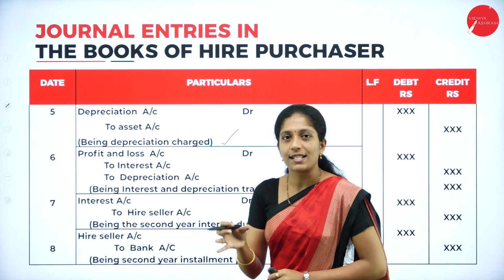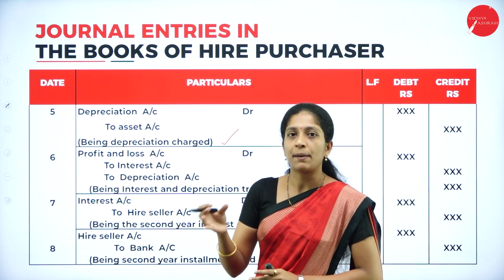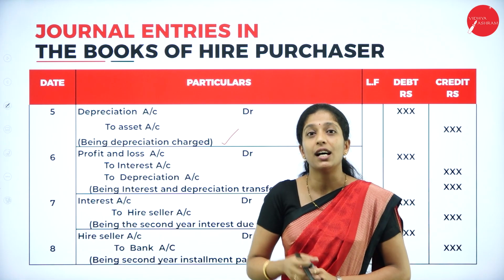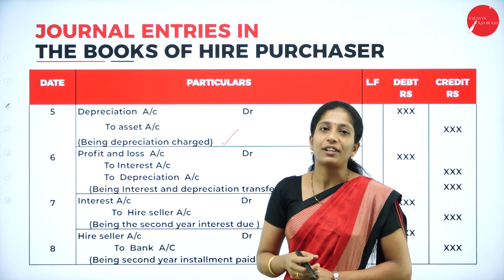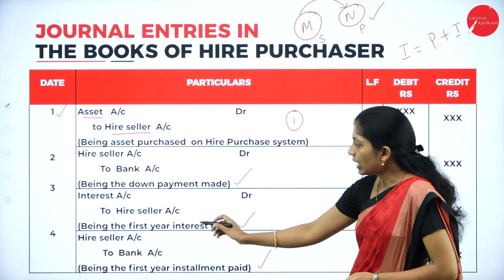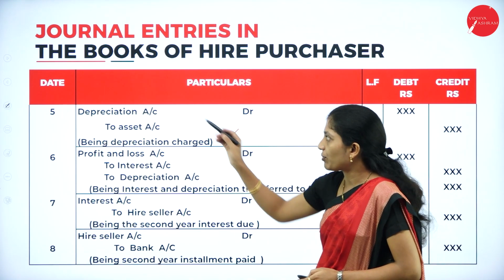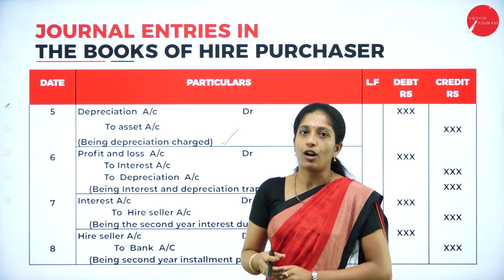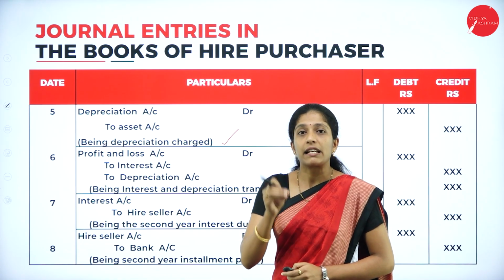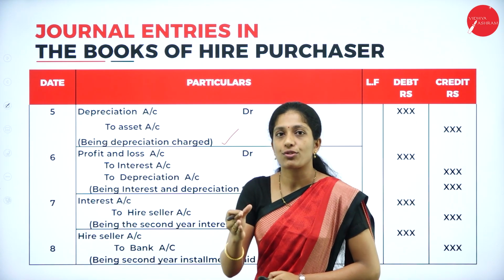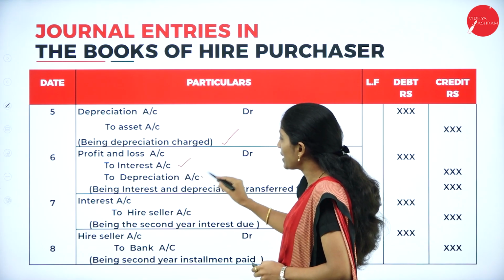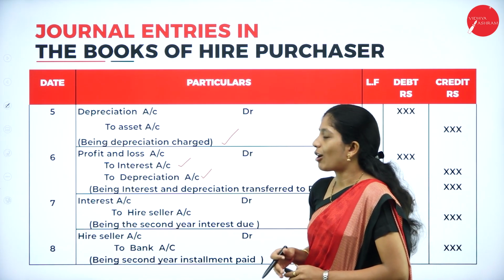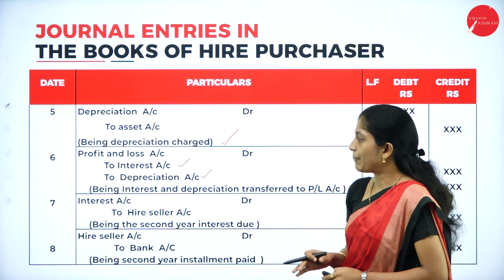Next, we know what is interest due and we know what is the depreciation. So, that interest and depreciation is an expense for the hire purchaser. So, that has to be transferred to profit and loss account. Now, if you see interest, we have debited interest. In the same way, we have debited depreciation. Now, interest and depreciation has to be transferred to profit and loss account. So, what you have to do? Earlier, interest and depreciation was debited. Now, we are going to transfer. So, credit interest and depreciation and transfer to profit and loss account. So, your entry will be profit and loss account debit to interest account, to depreciation account.